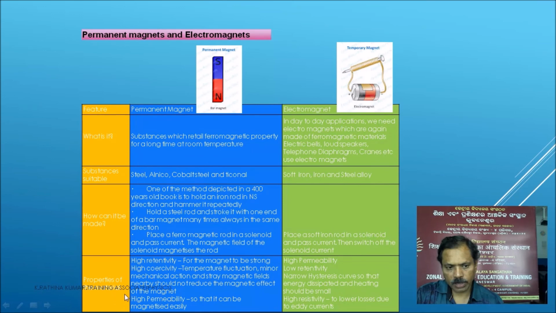In the properties of the permanent magnet and the electromagnet, first, a permanent magnet has high retentivity, for the magnet to be strong. Second, it should not fluctuate temporarily; minor mechanical action and stray magnetic fields nearby should not disturb the magnetic effect of the magnet. It has high permeability. But in the case of the electromagnet: high permeability, low retentivity, a narrow hysteresis curve, very small energy dissipation, and high resistivity.